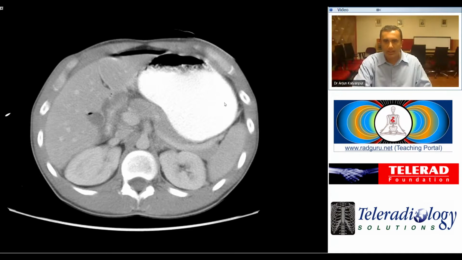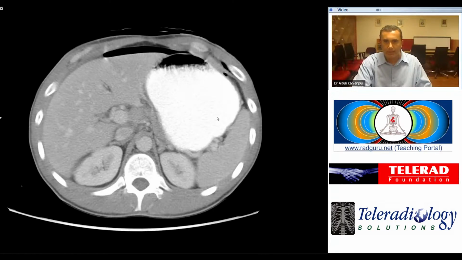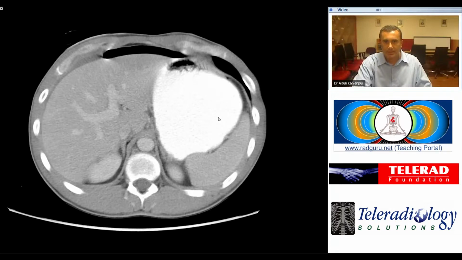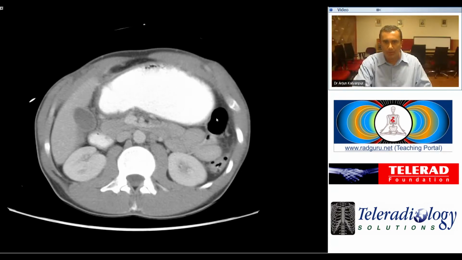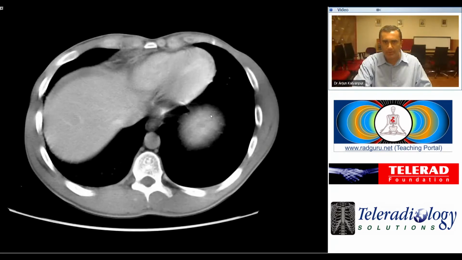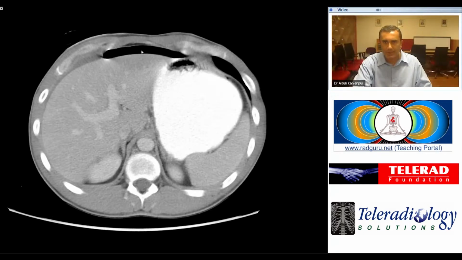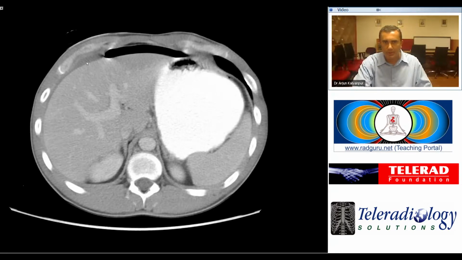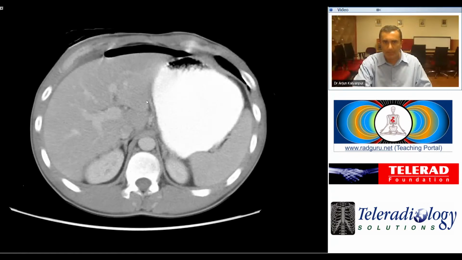Hi, this is an interesting case from the emergency room with several findings of learning importance. It's an abdominal CT in a patient with abdominal pain. As we are scrolling through the upper abdomen, the first thing that catches our eye is this large air collection anterior to the liver, which is continuous with this free fluid in the perihepatic space.